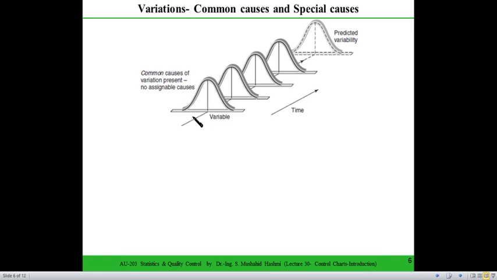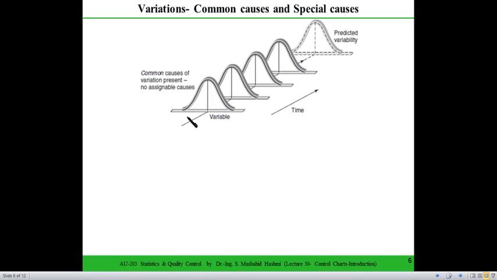Let's say you have some variable, and you observe it. In the beginning you have a certain behavior, so there is a spread and there is a central tendency. Once we follow that, the central tendency remains the same, and from time to time the variations are very much the same as the previous variations. So at a further point in time, what we can say is the causes are common and they are random in nature.